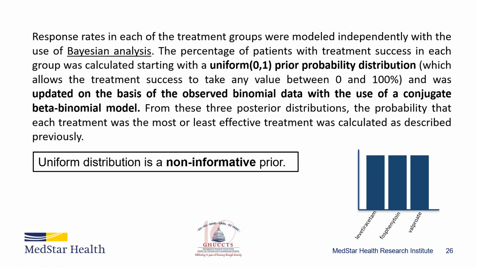So the uniform distribution is what's referred to as a non-informative prior, and basically you're assuming that in this case all the groups are equal. So if we were to do a bar graph for the 3 drugs and look at the percentage or the proportion of patients with treatment success, then they would all be equal. They'd all look like that.